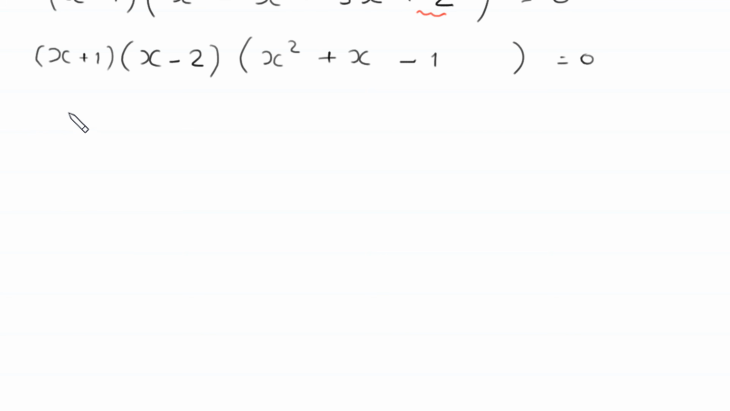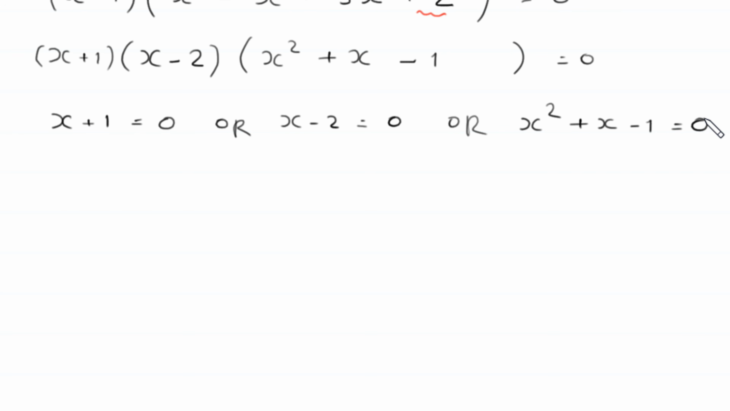Now from here, either the expression x plus 1 is equal to 0, or the expression x minus 2 is equal to 0, or the expression x squared plus x minus 1 is equal to 0. From the first equation we find the first value of x is equal to negative 1, and from the second equation the second value of x is 2, and to find the other two solutions we solve this quadratic equation.